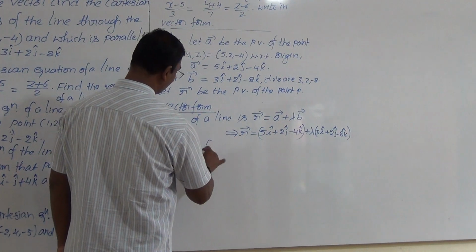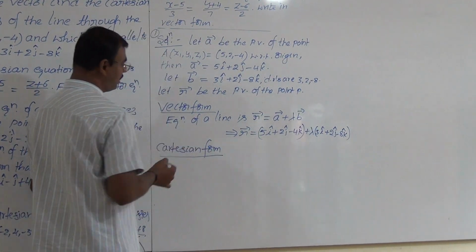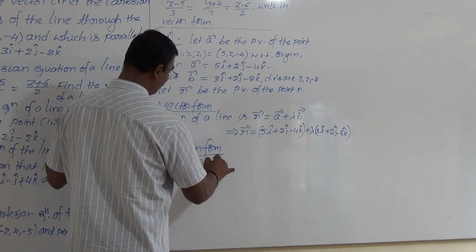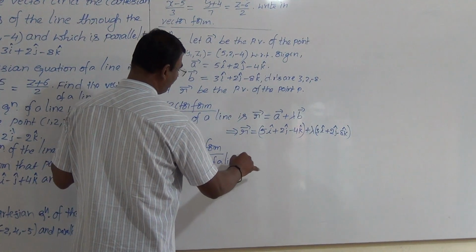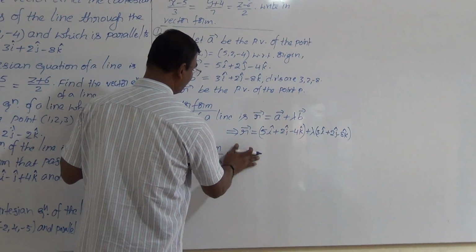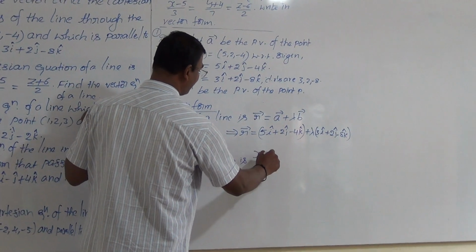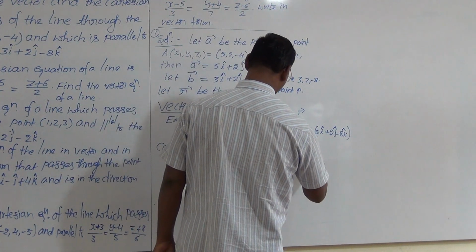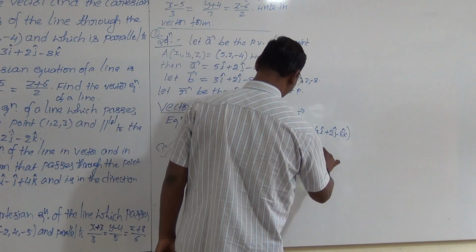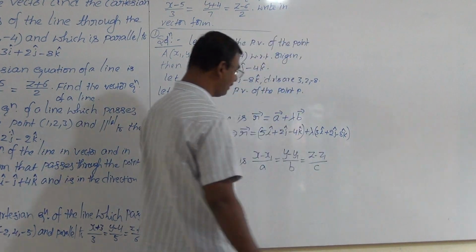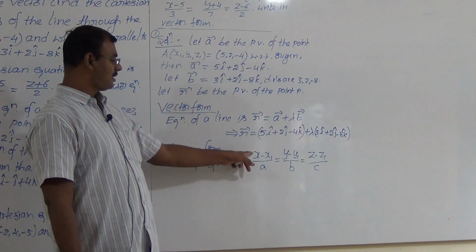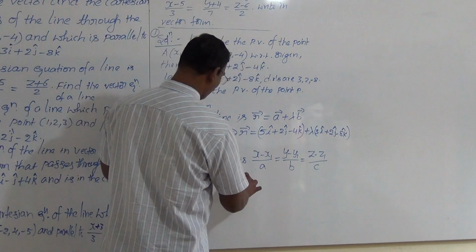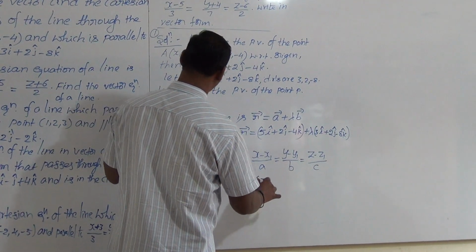Cartesian form. So what is the Cartesian form? The equation of a line in Cartesian form is (x minus x1) divided by a is equal to (y minus y1) divided by b equals (z minus z1) divided by c. We all know this, it is the standard form. What is x1, y1, z1? Substitute here.